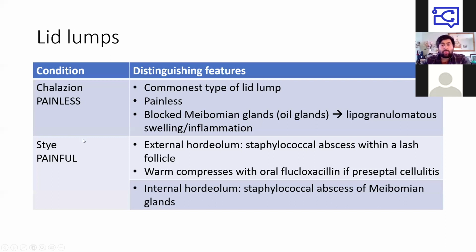Starting with a chalazion, this is the commonest type of lid lump. It's classically painless. This is the one where one of the options said points inward. Apparently, I saw this in the Oxford Handbook of Clinical Specialties, which is your go-to for some of the specialty years. But essentially a chalazion is caused by blockage of the meibomian glands, which are oil glands on the eyelid margin.